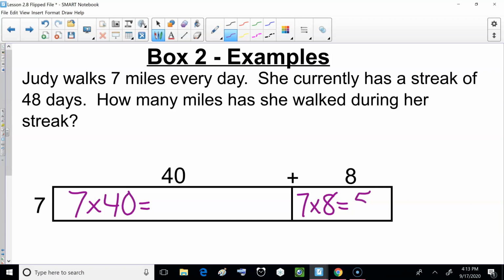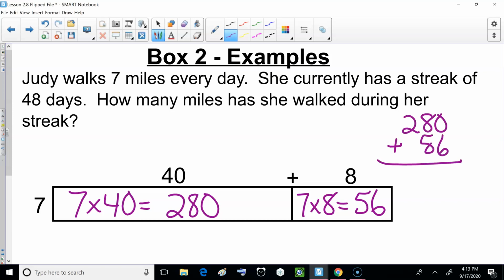7 times 8 is 56. And 7 times 40, well, we've got the 0 in the ones place. 7 times 4 is 28 tens, so I have 280. I'm going to add 280 plus 56, and we're going to get an answer of 336. 6, 3, carry the 1, 3.